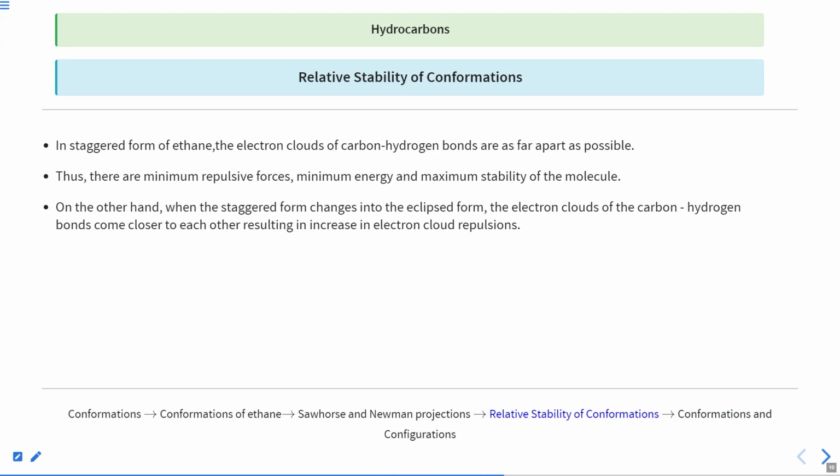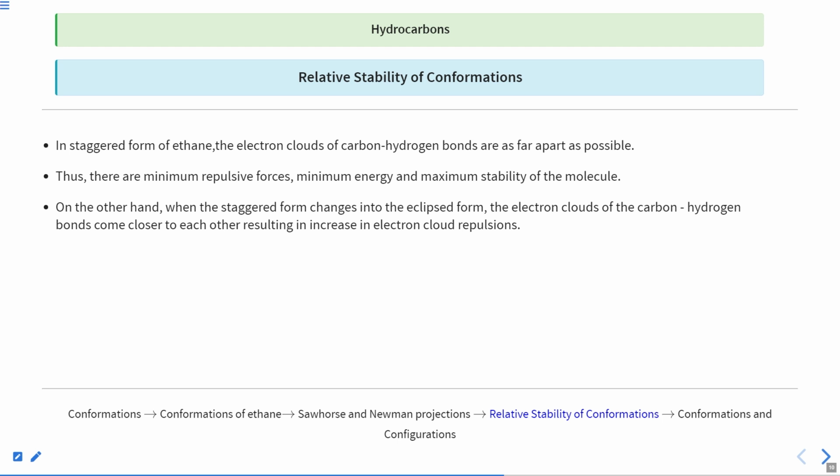Let us see that. First of all, in the staggered form of ethane, the electron clouds of the carbon-hydrogen bonds are far apart. So we have shown torsional strain. This is basically the repulsion between the bonds. Clear. Now in the staggered form of ethane, the electron clouds of the carbon-hydrogen bonds are as far apart as possible.